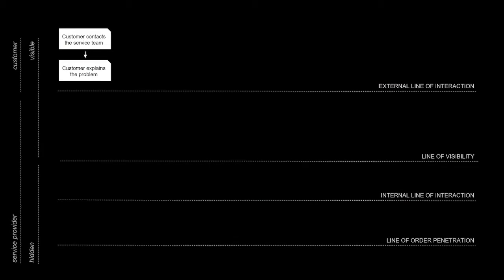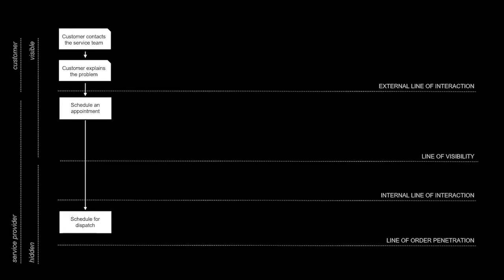Then, our service support schedules an appointment. This, of course, is visible to the customer, so this activity is visualized on the second level. Then, we schedule for dispatch. This is done by a system in the background, so it is a support activity.